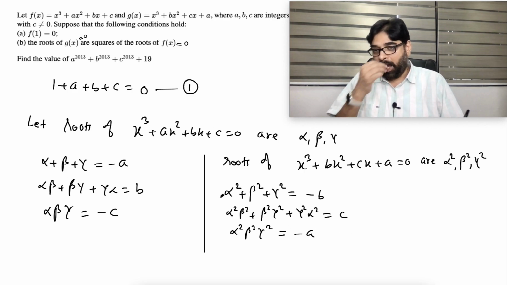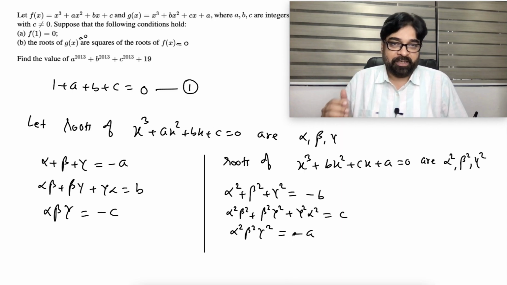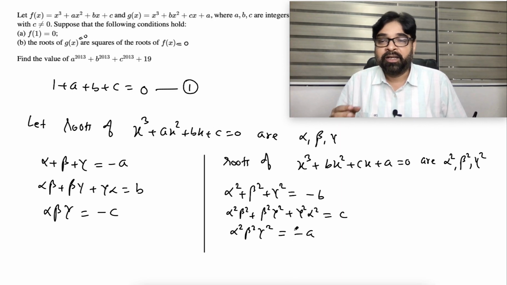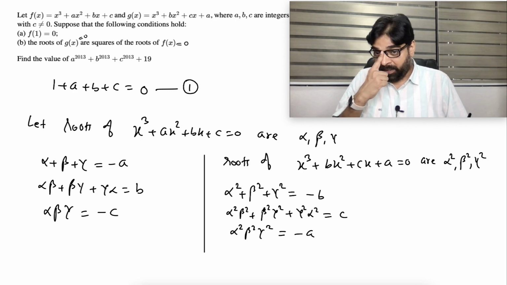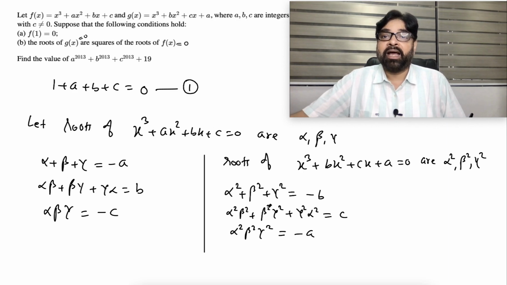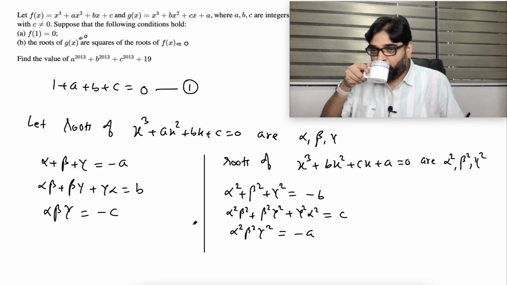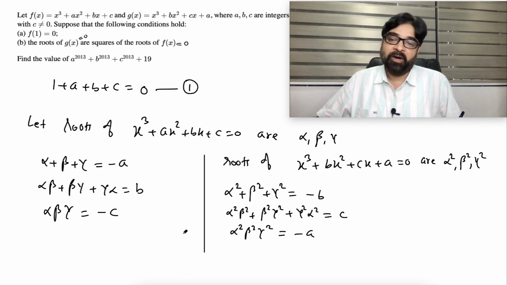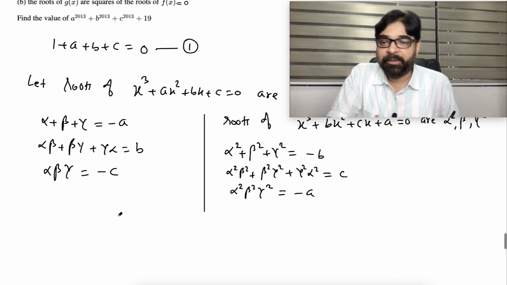That's all. See how many equations we have. One is this, 3 here, 3 here, total 7 equations. And there are only 6 unknowns. What are the unknowns? a, b, c, alpha, beta, gamma. That's all, so easily we can find a, b, c. Let's see whether it is that easy or not. We have to get a, b, c; we don't require alpha, beta, gamma.